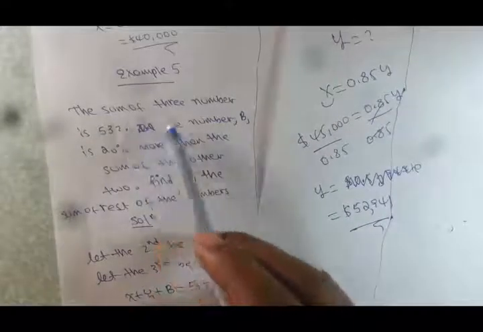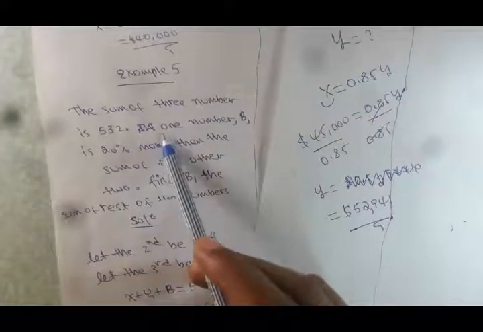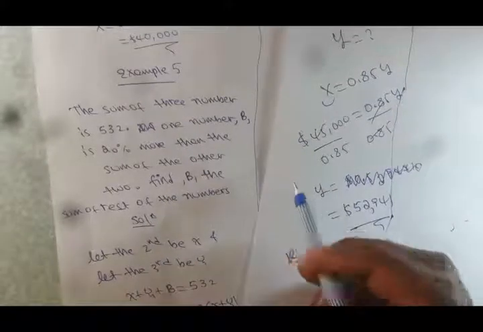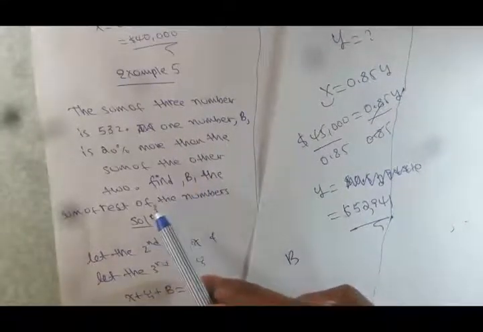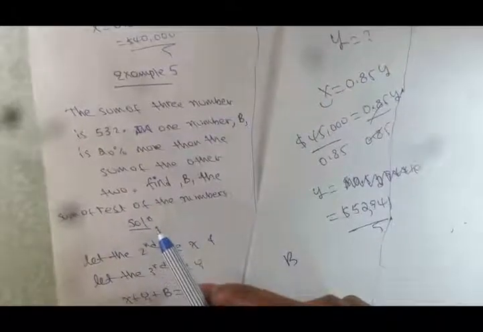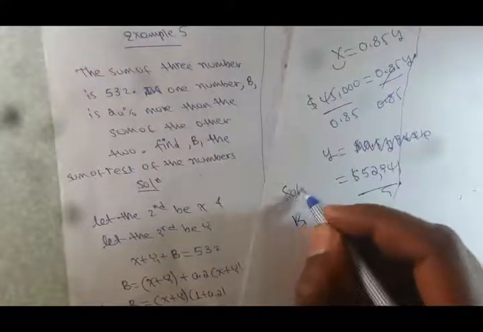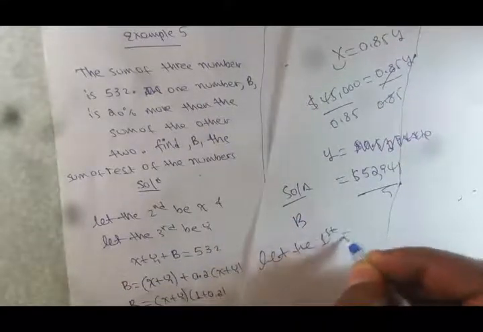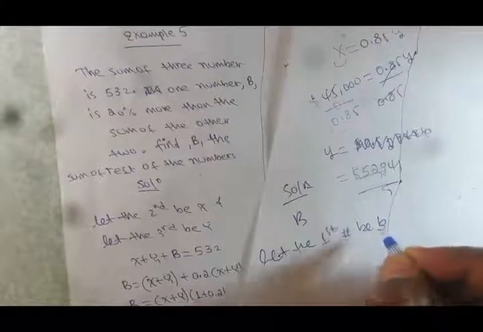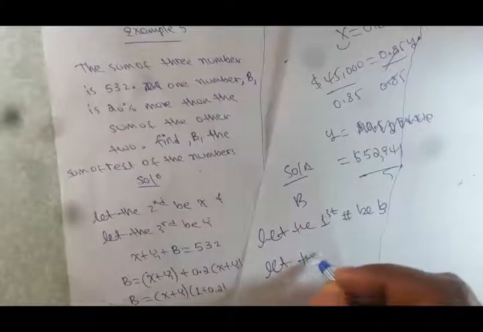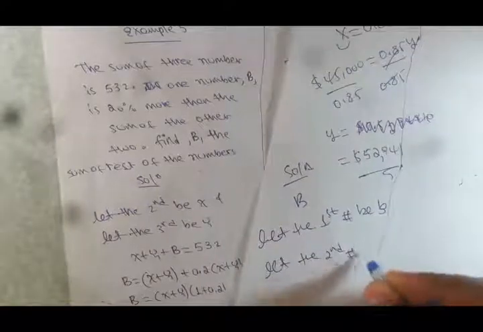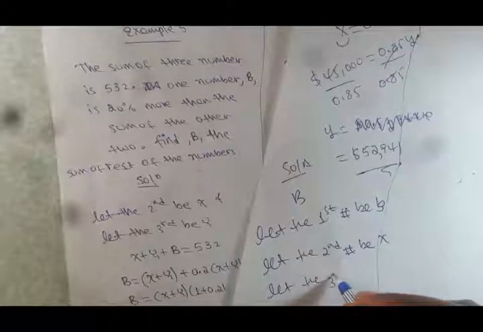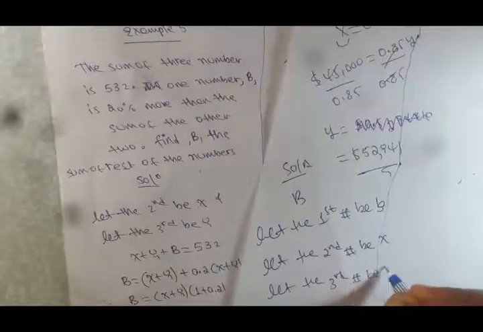Example 5 says: if the sum of 3 numbers is 532, and one number b is 20% more than the sum of the rest, we are asked to find b and the sum of the rest of the numbers. Solution: let the first number be b, let the second number be x and let the third number be y.